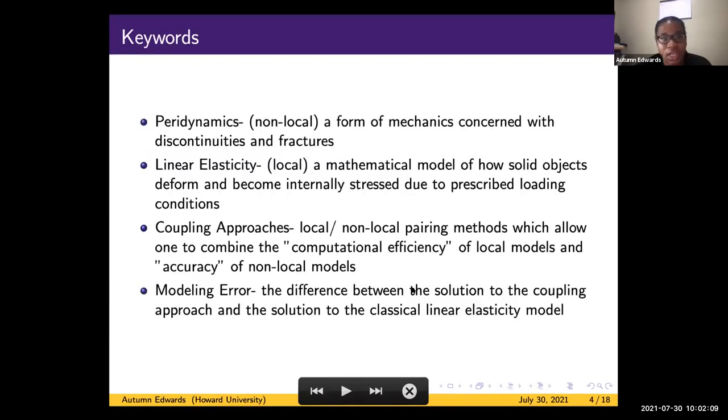So a few definitions. We have peridynamics, which is our non-local model, a form of mechanics concerned with discontinuities and fractures. Then we have linear elasticity, our local model, a mathematical model of how solid objects deform and become internally stressed due to different loading conditions, which we will see later. Then we have coupling approaches, where we couple those local and non-local models and pair them to combine the efficiency of the local models and the accuracy of the non-local models. And then we have modeling error, which we will see later on some plots, which is the difference between the solution to the coupling approach and the solution to the classical linear elasticity model.